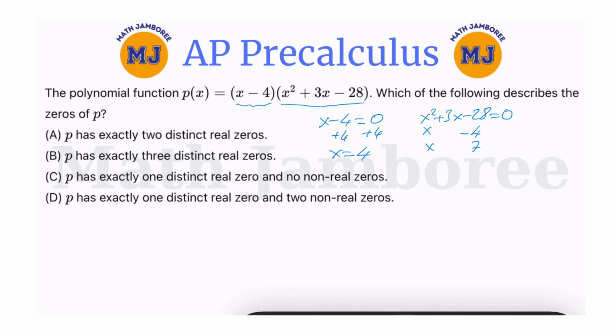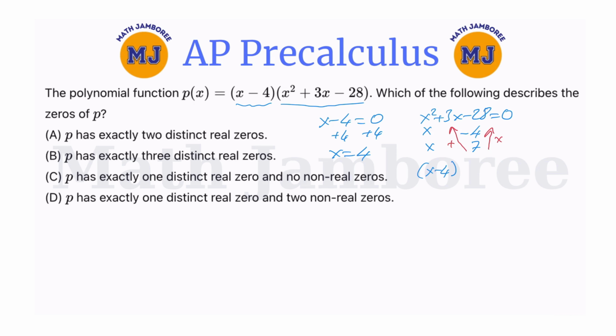Again, let me show you with a different color pen. When you multiply these two numbers, it gives you negative 28, but when you add them, they're supposed to give you 3. So based on this, x squared plus 3x minus 28 will be equal to (x minus 4) times (x plus 7) equals 0.